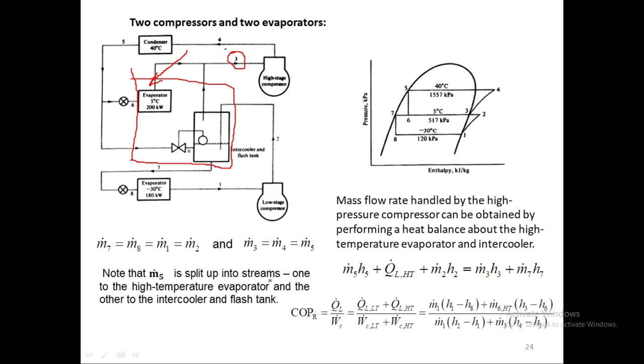The only thing you have to remember for your numerical problem solving is that in this two compressor, two evaporator situation, you have to make sure that you do an energy balance about this system, which is a combination of the first evaporator and the flash tank. If you do that successfully, the rest of it is very easy. Alright.